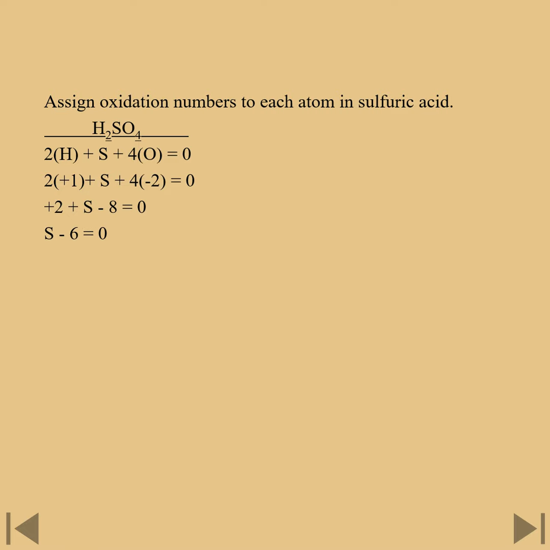So let me just go ahead and clean this up. +2 plus sulfur -8 is equal to 0. My sulfur -6 is equal to 0. What -6 is equal to 0? +6. So the sulfur is in a +6 oxidation state here. The hydrogen +1, to be expected, and the oxygen -2, which is to be expected. So again, when there's 3 elements, give the expected oxidation number of the least and the most electronegative element.